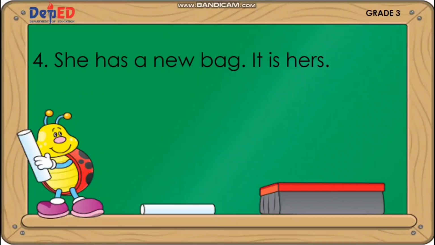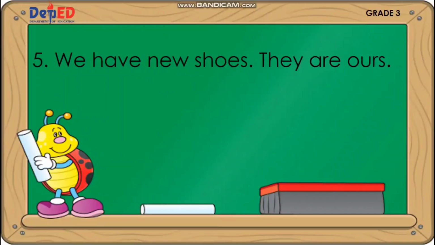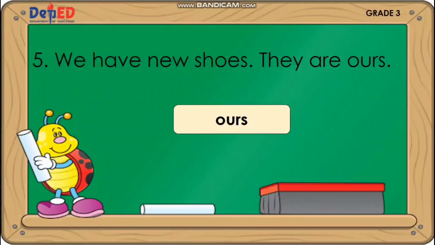She has a new bag. It is hers. What is the possessive pronoun used in the sentence? Brilliant. Hers. We have new shoes. They are ours. What is the possessive pronoun used in the sentence? Very good. The answer is ours.